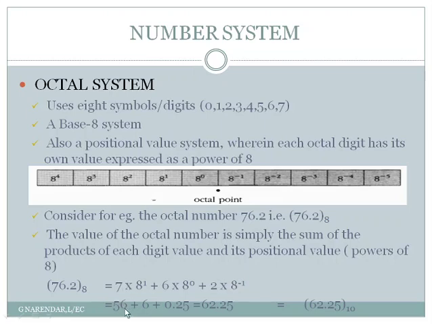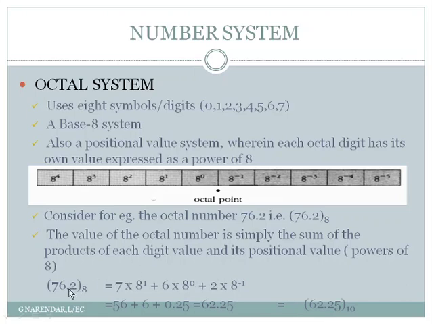So what we'll get is 7 into 8, which is 56, and 6 into 8 power 0, where 8 power 0 is 1, so it is 6, and 2 into 8 power minus 1, that is 2 by 8, which is 1 by 4, or 0.25. So finally, if we sum up all these, it comes out as 62.25, and I can read this as 62.25 because it's a decimal number.